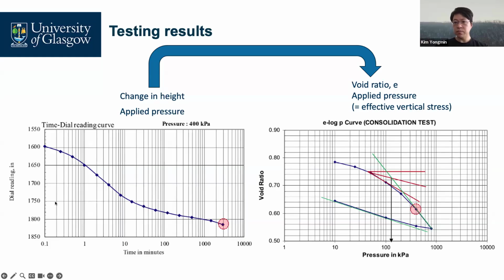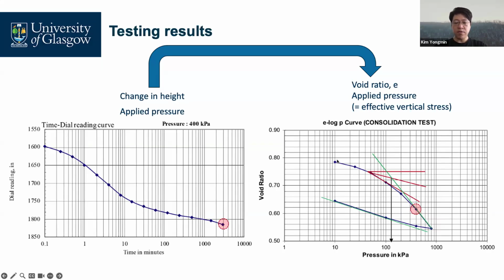How do you know? From your soil specimen's initial height, and now your soil specimen's settlement. Initial height, changes in height. From this value, you can calculate current void ratio. Probably it's around 0.65, something like that.